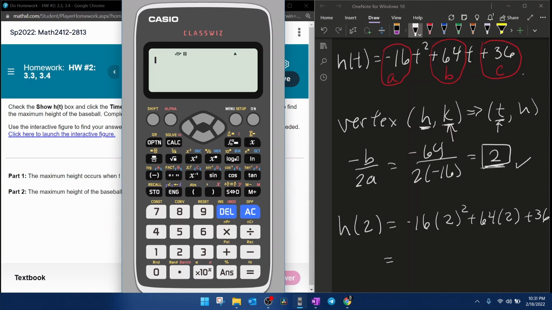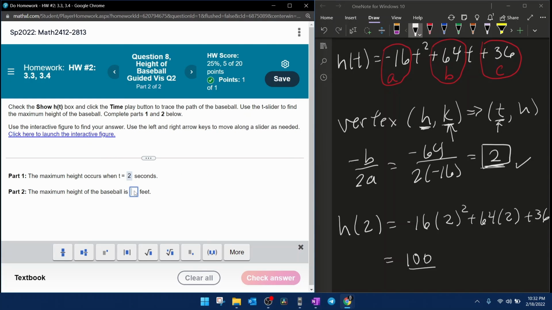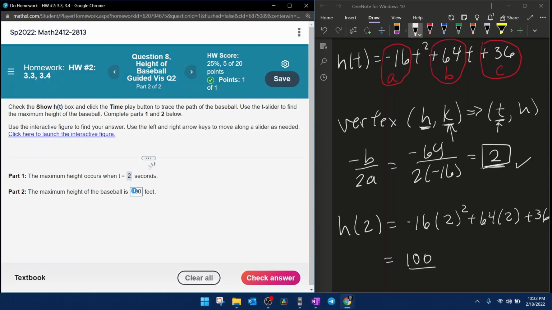And what a great opportunity to pull up the ClassWiz one more time. Putting in our calculation just the way it looks, we find that the height, well, it is exactly 100. So our graphical interpretation was spot on.